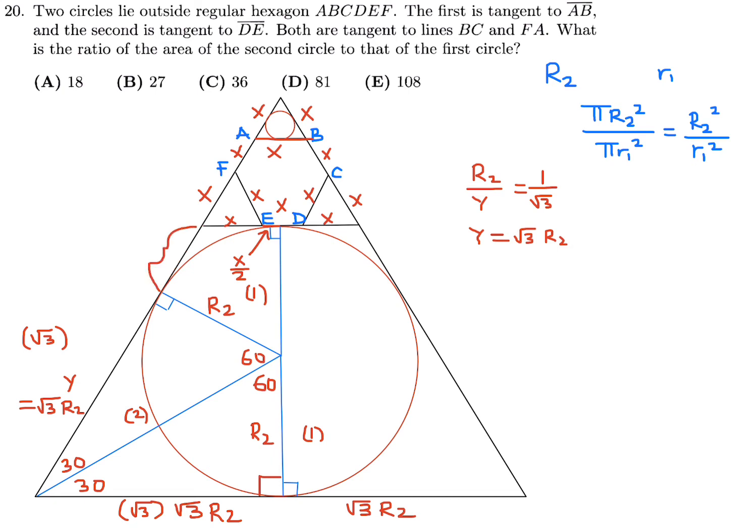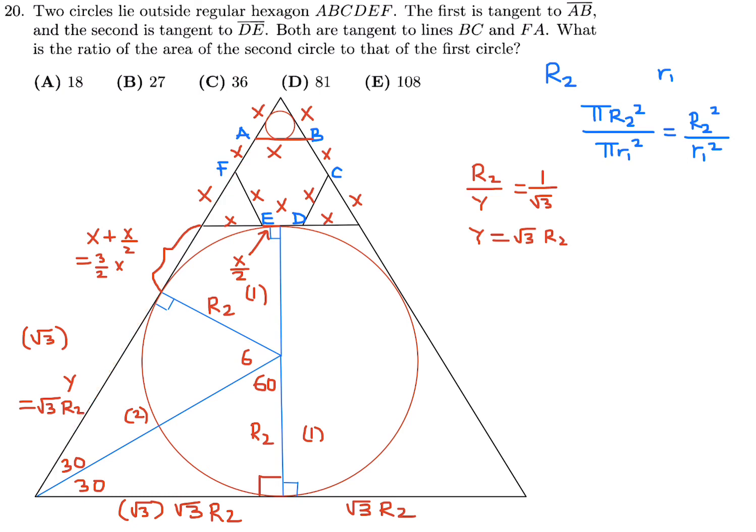So this distance from here to here is the same as x plus x over 2, which is 3 over 2x. So now we have everything. We have the entire side. We have this whole side labeled, and then we have this whole side labeled. And because this is an equilateral, those two sides will be equal.